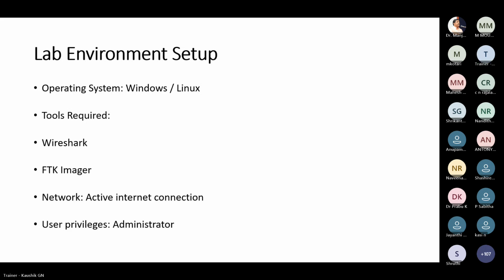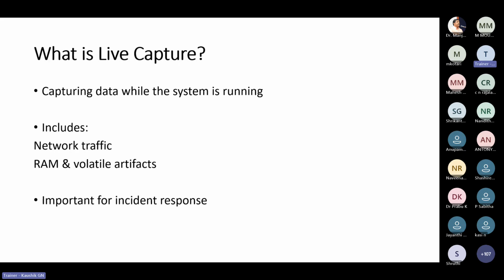For the lab environment, you can use either Windows or Linux. The tools required are Wireshark and FTK Imager. You need an adequate network connection for this lab environment, and user privilege should be admin access.